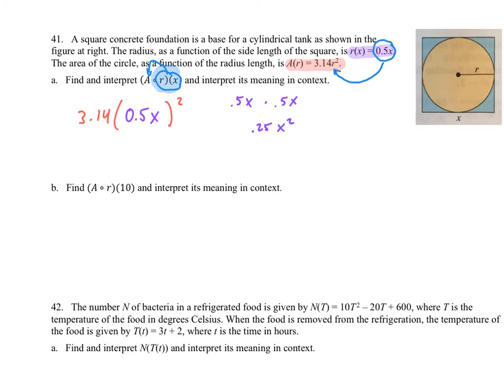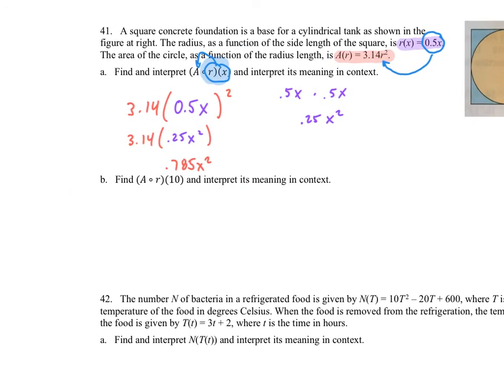So I get 3.14 times 0.25x squared. I need to figure out what 0.25 times 3.14 is. That's 0.785. So that gives me 0.785x squared. So that is what A of r of x equals.